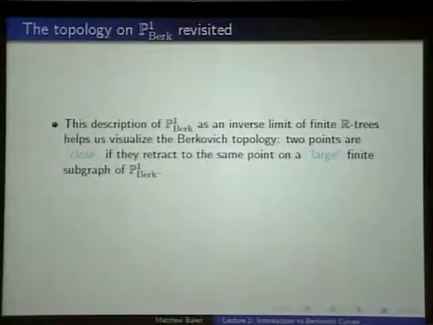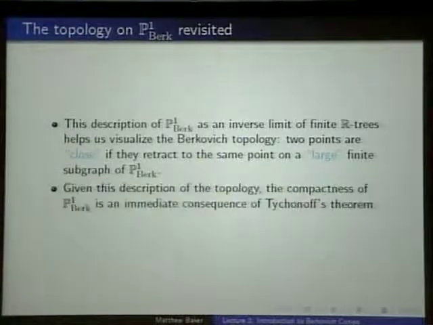So this description sort of is actually useful for visualizing the Berkovich topology. So 2 points are close in Berkovich space if they retract to the same point on some large finite subgraph, or maybe more generally, if they retract to nearby points on a large finite graph. And first of all, I mean, you can see why P1 Berk is compact from this description, because it's an inverse limit of compact Hausdorff spaces, so it's going to be compact by Tikhonov's theorem.